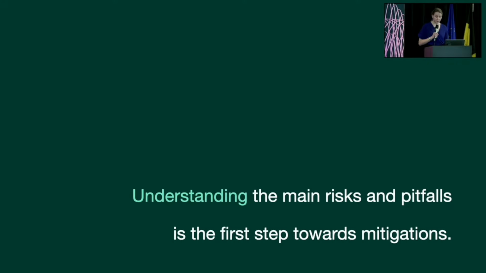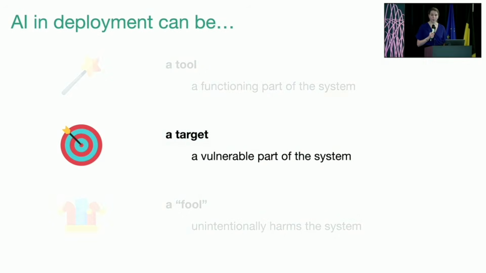In that spirit, let's move on to the second part of the discussion. How can AI in deployment become a target? If we understand how AI can be a target, we have way better chances of safeguarding it.